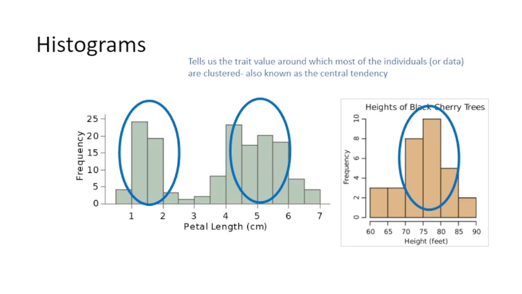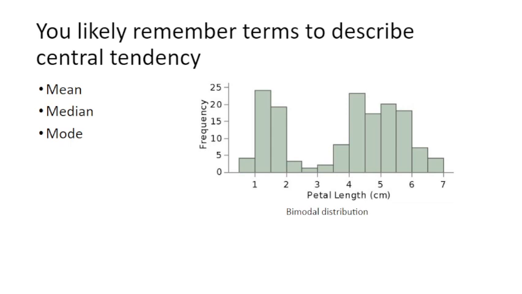Central tendencies can also be described by the mean, median, and mode. However, not all data can be expressed through these due to the extremes.